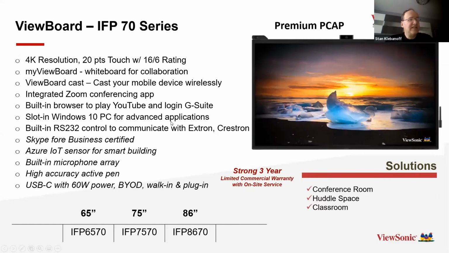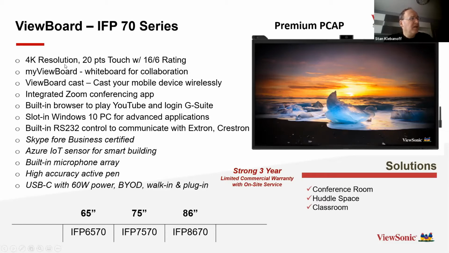We also have a 70 series, which is PCAP. So it's a capacitive touch screen. It's about 2.5 to 3 times the price of the 50 series, which is an infrared technology. It's more of a premium position product, goes head to head against the Windows Surface Hub at half the price. Even though it's 2.5 to 3 times the price of the 50 series, it's still half the price of what Microsoft has on the market.